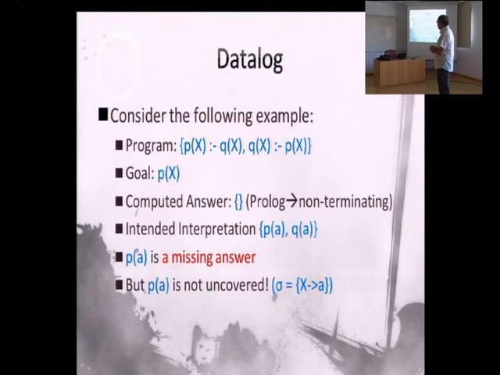Okay, but we can imagine that we have this interpretation: P of A and Q of A. Maybe we have forgotten to include P of A as a fact in the program. Maybe. But this is the intended interpretation. Therefore, this is the missing answer. Also, Q of A is a missing answer. We have two missing answers here. And we say, okay, we want to debug. We have learned in the case of logic programming that when you have a missing answer, you have an uncovered atom. This atom is uncovered. And therefore, you have an incomplete predicate.